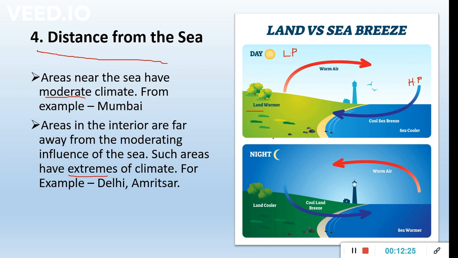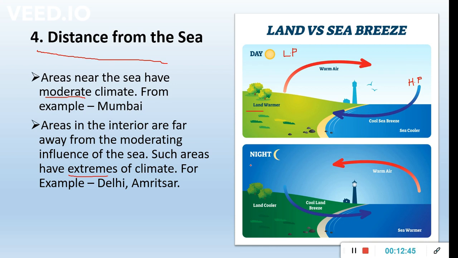So इस कारण से सी के ऊपर जो ठंडी हवा है वो लैंड के तरफ आती है. Cool sea breeze starts blowing towards the land, and that's the reason दिन के टाइम जो areas हैं which are near to the sea, they have cool weather, right?